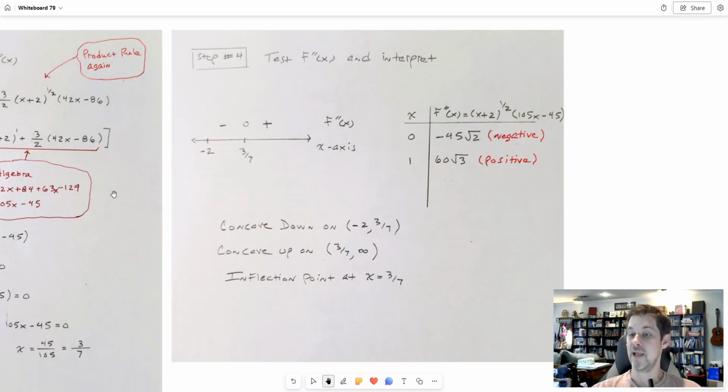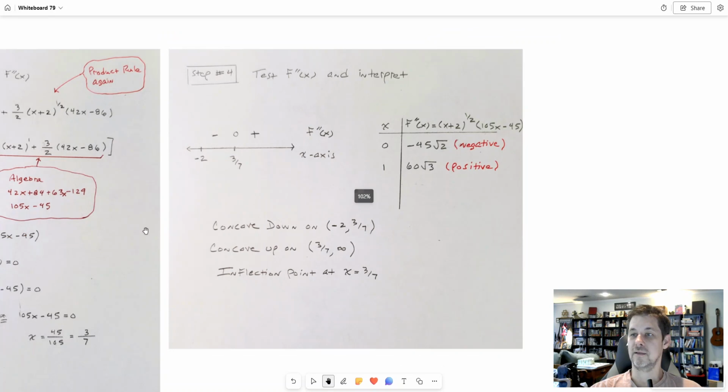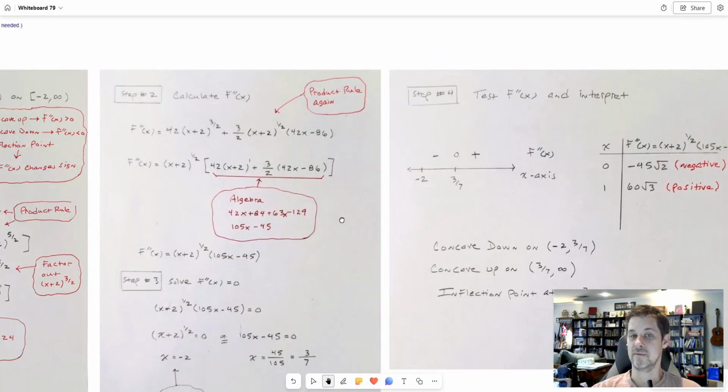Well, then there's my answer. It's concave down on the entire interval, -2 to 3/7. Concave up on the entire interval, 3/7 to infinity. Okay? All right, so that's the answer to concave up or down.